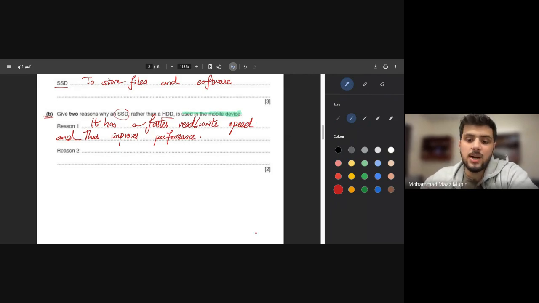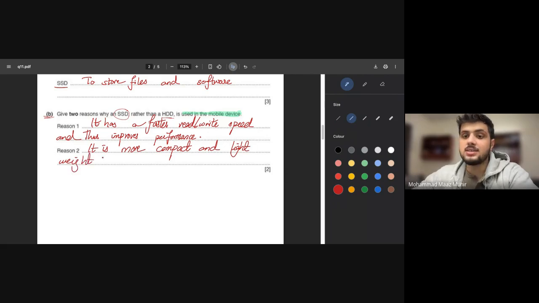And then the second reason goes like आपने कोई भी बता सकते हो, but because they stated the word is used in a mobile device, so I should go with something which is related to why mobile device के अंदर if you're making use of an SSD, it's a better reason because it's way more compact, it's portable, right? So it is more compact and lightweight. क्योंकि आप ऐसे फोन तो नहीं चाहते ना जिसका वेट बहुत ज्यादा हो. You definitely need one which is there in your hands comfortably.